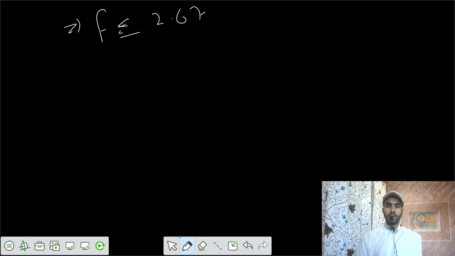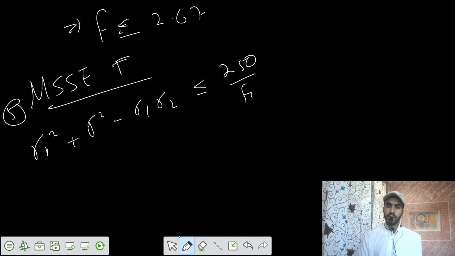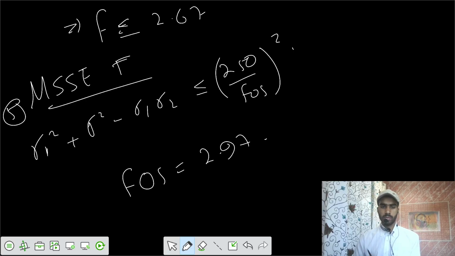Then method 5 says maximum shear strain energy theory. It gives you the result that sigma 1 square plus sigma 2 square minus sigma 1 sigma 2 should be less than or equal to 250 square by factor of safety whole square. So you get a factor of safety equals 2.97.